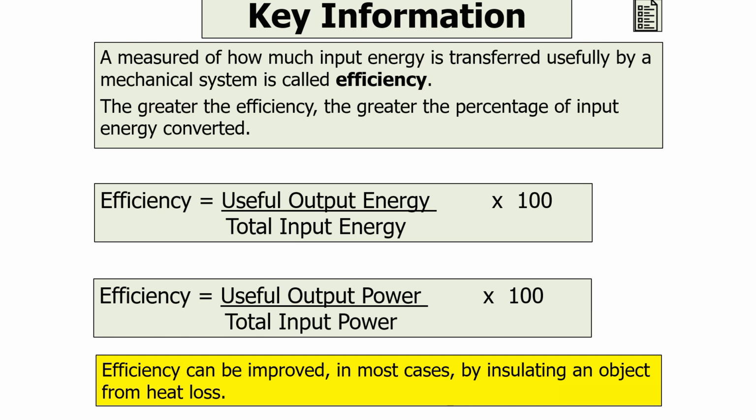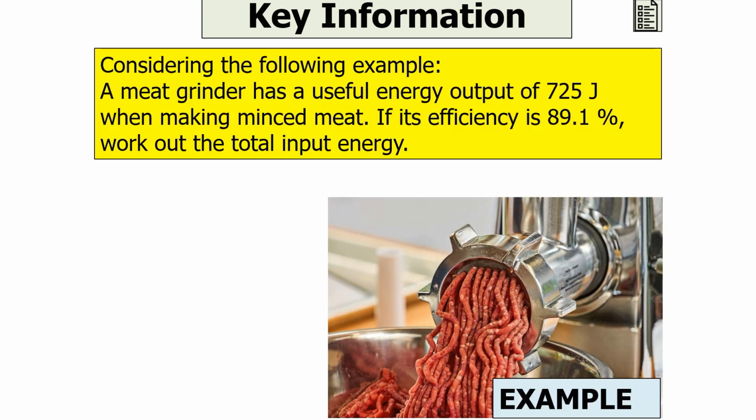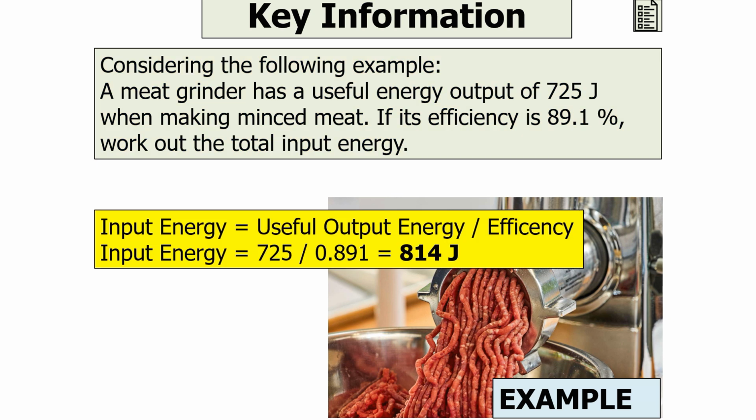So let's look at an example calculation. Consider the following. A meat grinder has a useful energy output of 725 joules when making mincemeat. If its efficiency is 89.1%, work out the total input energy. We know that efficiency is equal to the useful output energy divided by the total input energy, therefore the input energy is equal to the useful output energy over efficiency. So it's 725 over 0.891. We've converted our percentage into a decimal. Therefore it equals 814 joules.